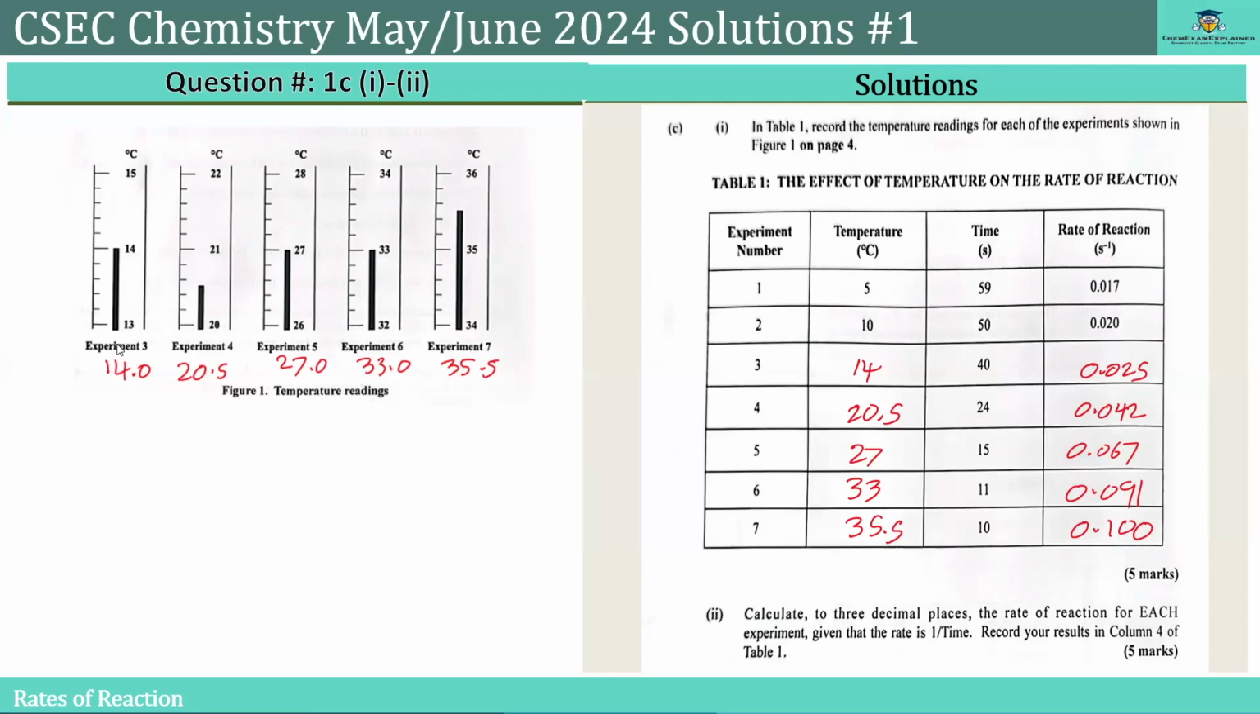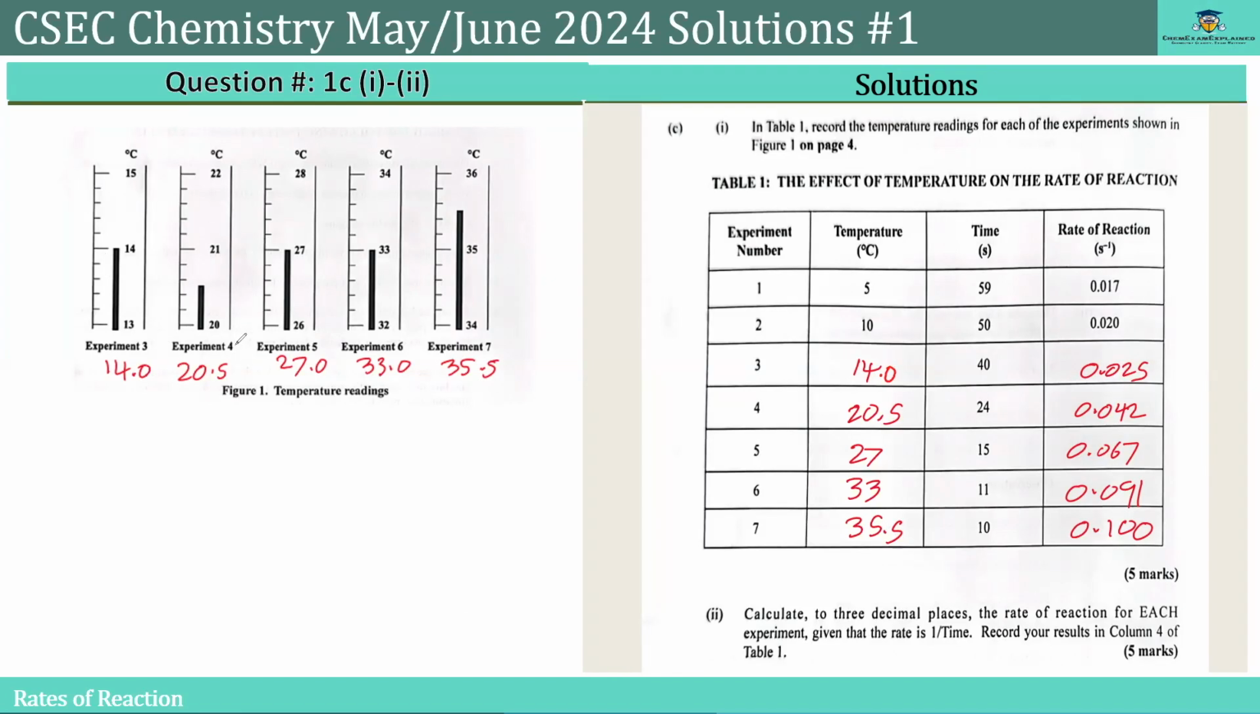So when we have 13 here to 14, we see that that is 1 unit. And if we divide that by the number of marks here, we'll get 0.2. So we have 13.2, 13.4, 13.6, 13.8, and 14.0. So that is 14.0. You put that in the table.